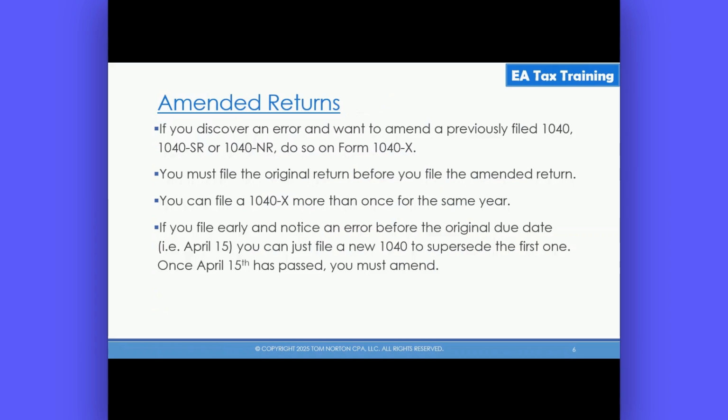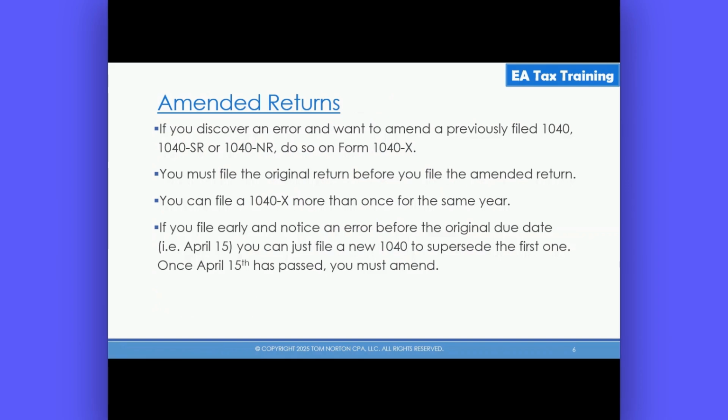If you discover an error and want to amend a previously filed 1040, then you do so on Form 1040X. Anytime you see X at the end of a form, that means it is an amended form. You must, of course, file the original return before you file the amended return, which makes sense. And you can file more than one 1040X for the same year. So you're not restricted to just doing it once or twice or any other number. If you find an error, you can file a 1040X. If you later find another error, you can file another 1040X, and so on and so forth.